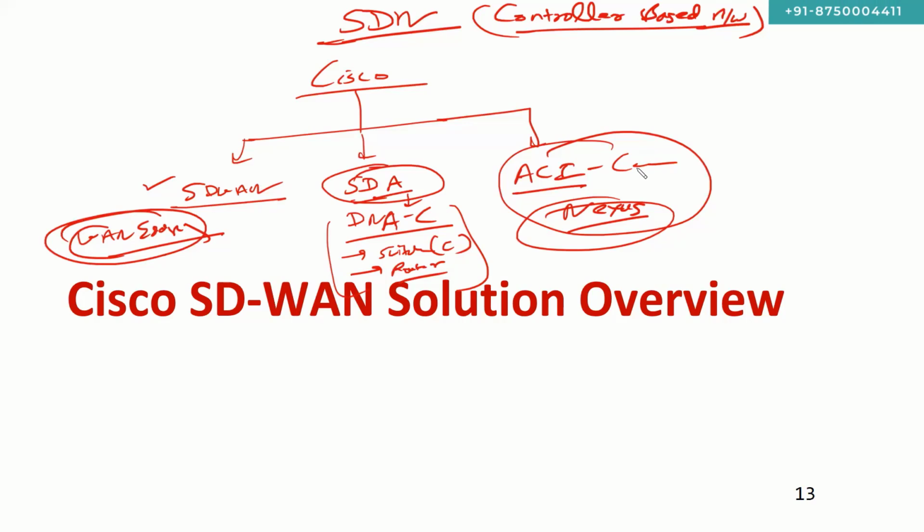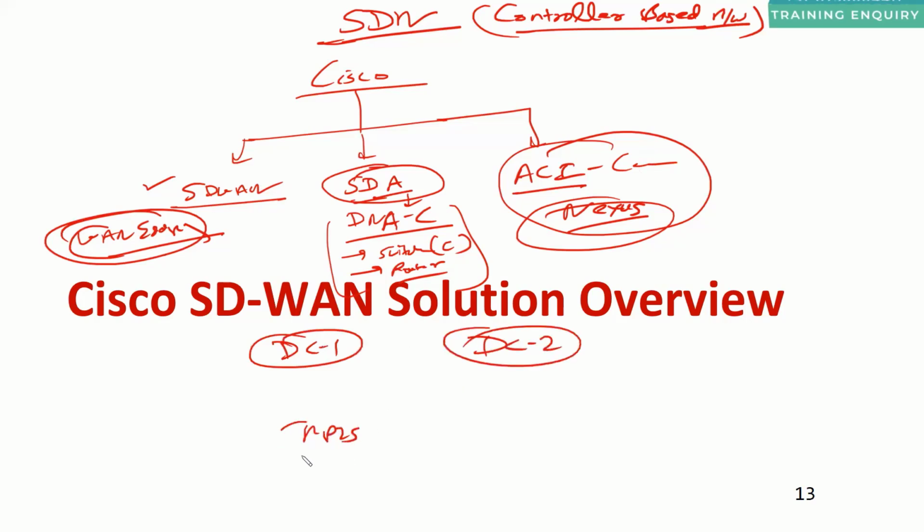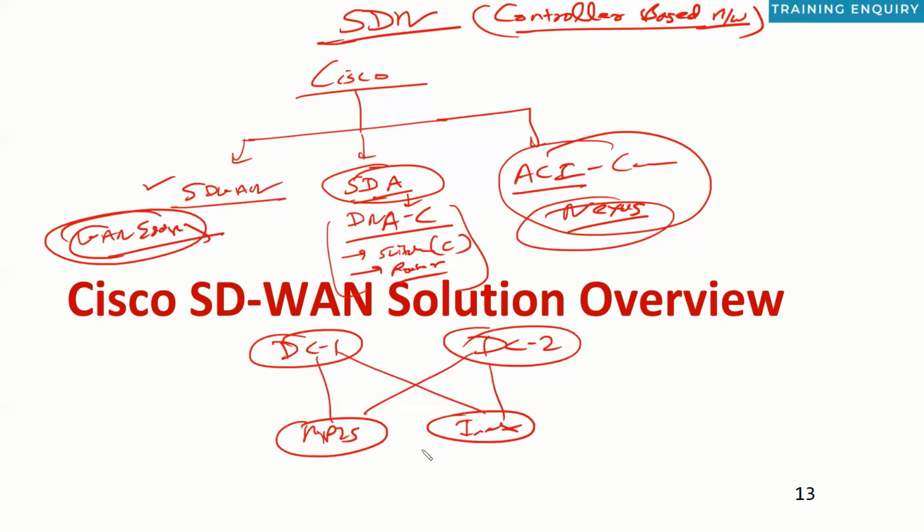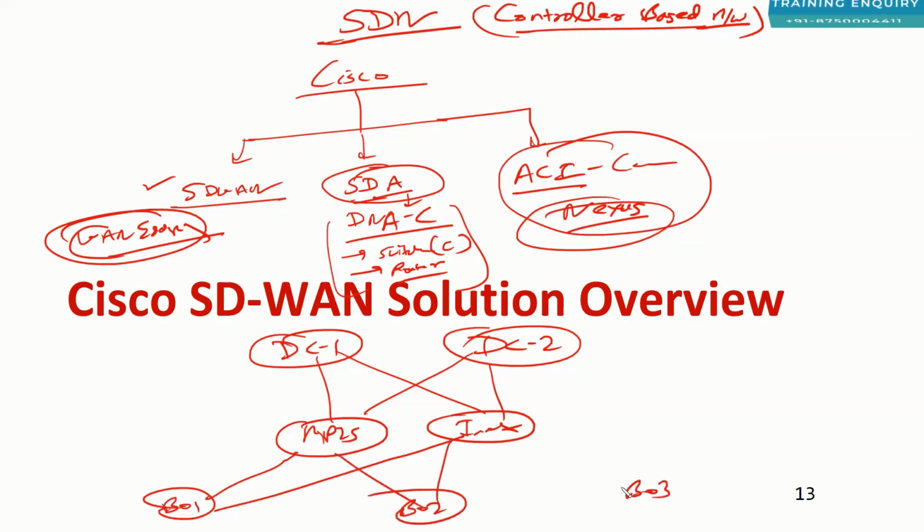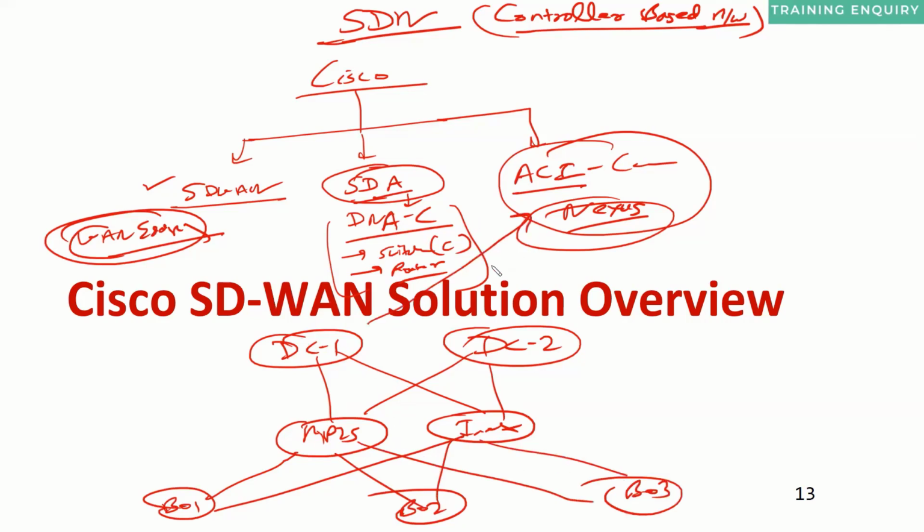When you talk about a network architecture, let's say you have got DC1 and DC2 for a customer, and they have got multiple transport connectivity, MPLS as well as maybe internet at both DCs. Then you have branch office 1 with MPLS and internet both, branch office 2, MPLS and internet both, branch office 3, maybe the same. Obviously in DC you would be running ACI. But if you have got a vEdge router which connects to MPLS or internet, even at branch offices, that's where you will be implementing SD-WAN.